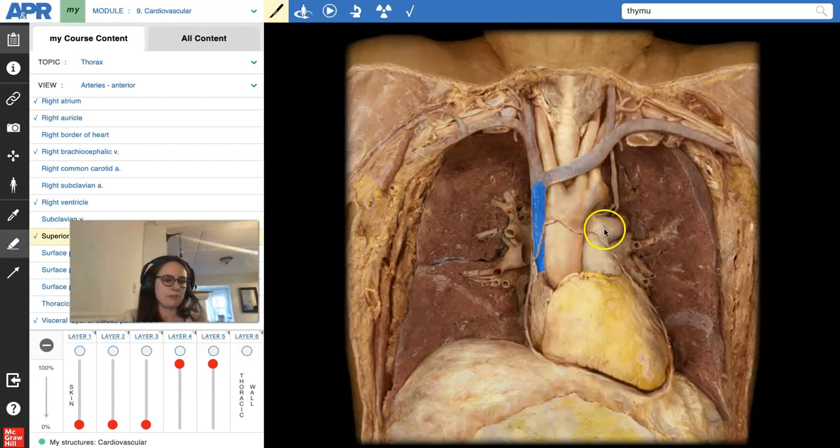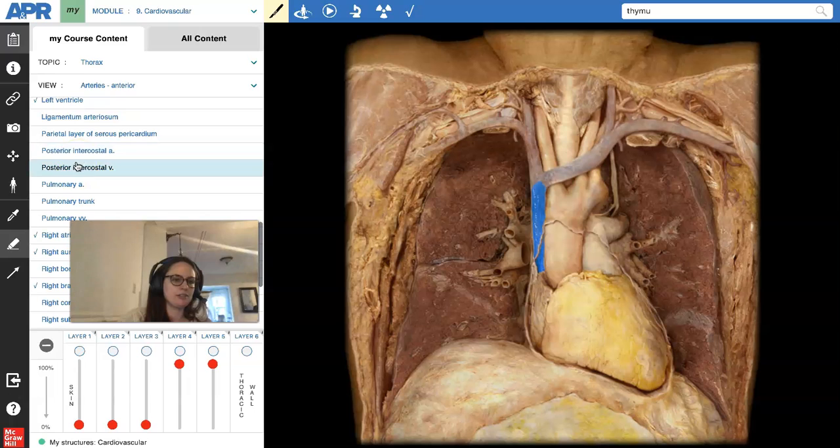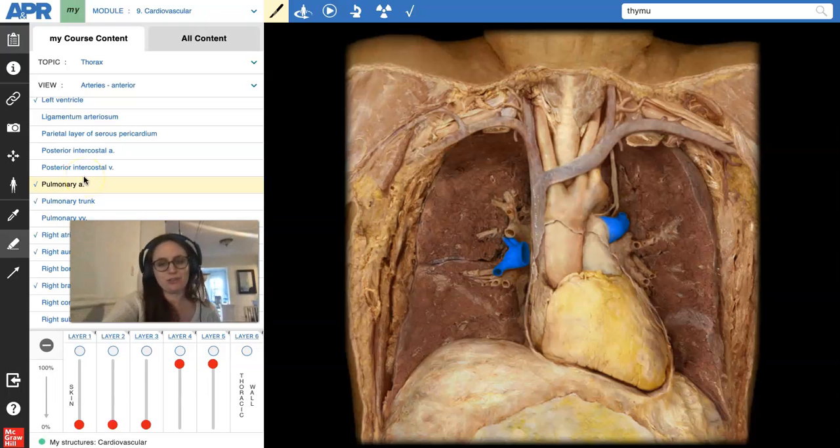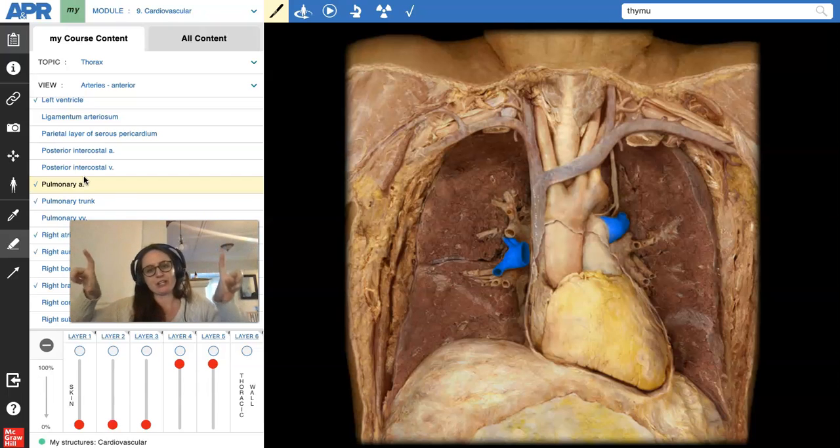This would make this the pulmonary trunk. Should be around here somewhere. Pulmonary trunk with pulmonary arteries on the right and on the left. Nice thing about this view is, again, if you're cutting into this and you haven't removed the heart, you can see that pulmonary trunk actually branch out into the lungs. The lungs are right there.